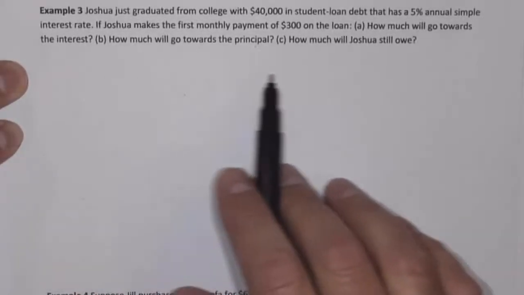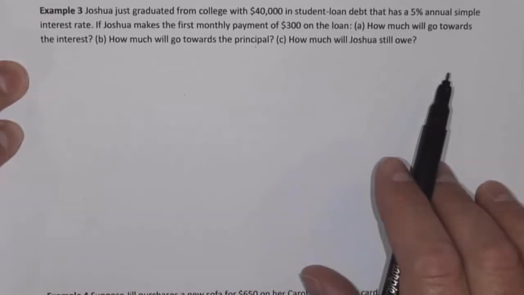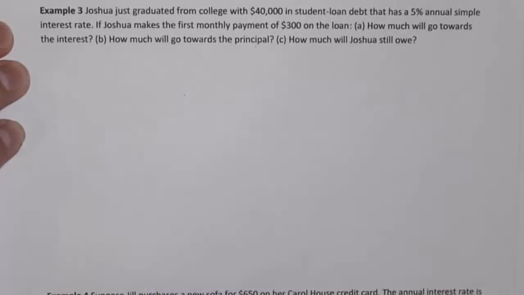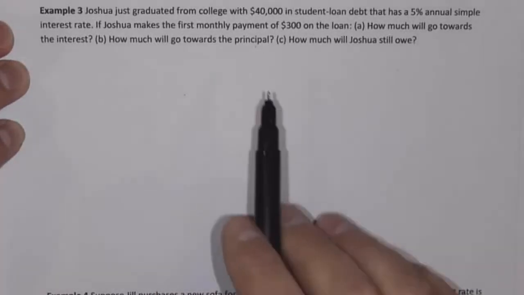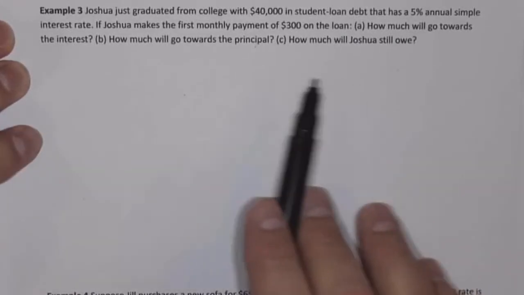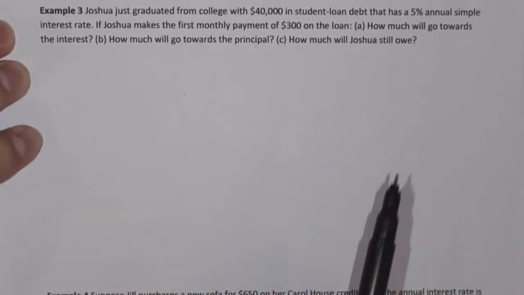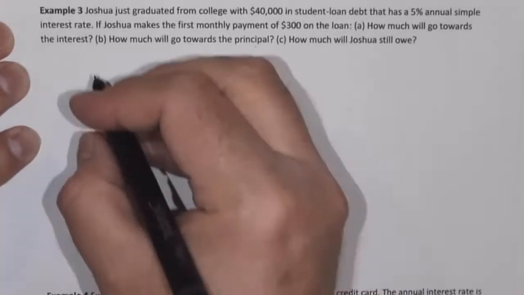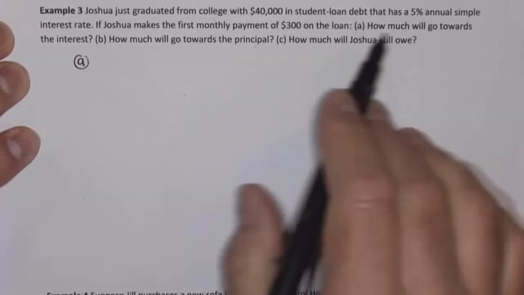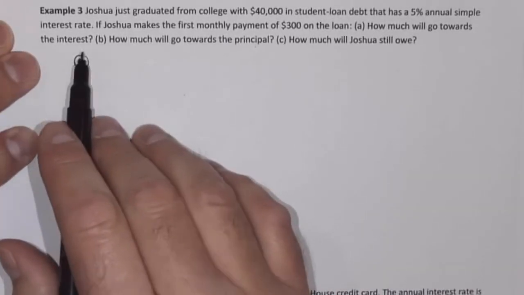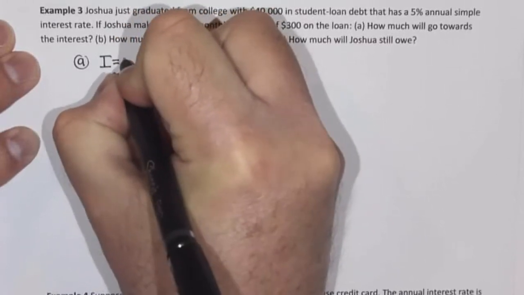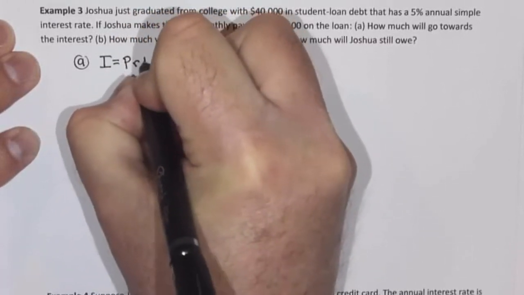So this is going to work just like the credit card problem we just did, because Joshua is going to be carrying a balance on that student loan debt, and so he's going to have to continue to pay the 5% annual simple interest on the balance that he owes. So in part A, the question is how much will go towards the interest. So again, we're going to just use the simple interest formula. Interest equals principal times rate times time.